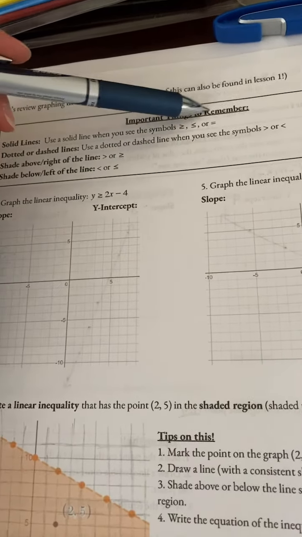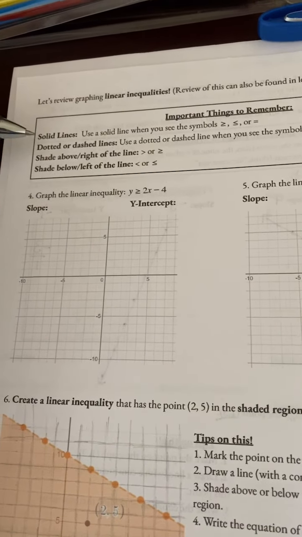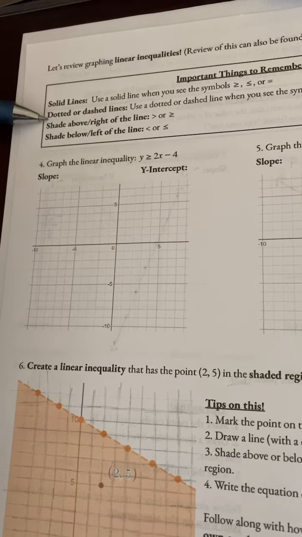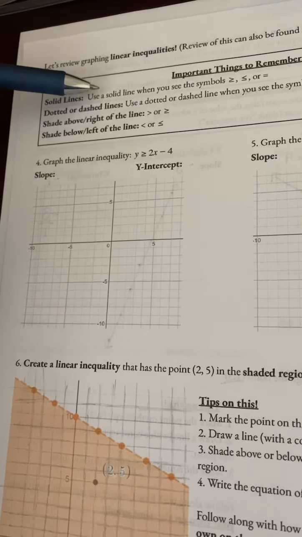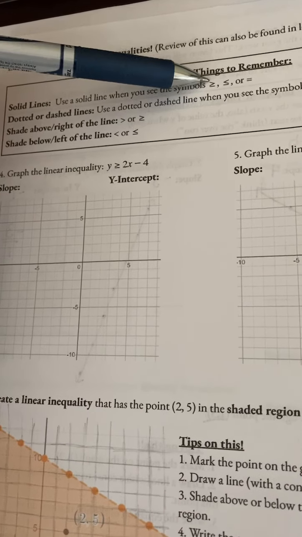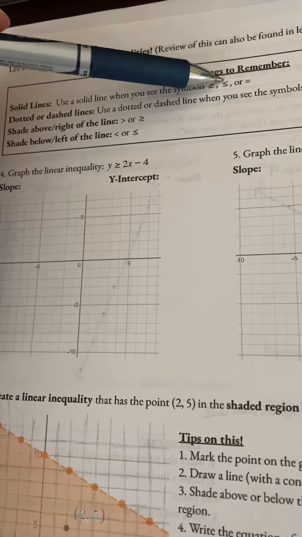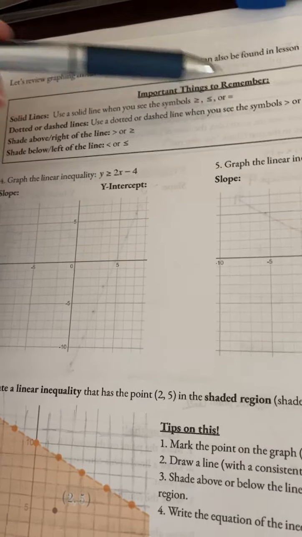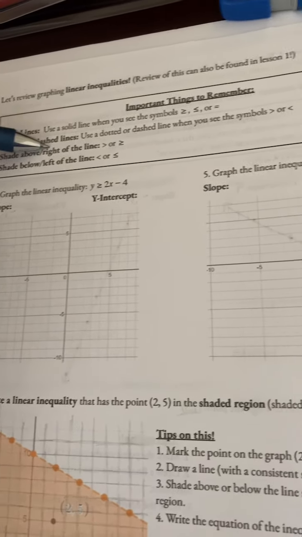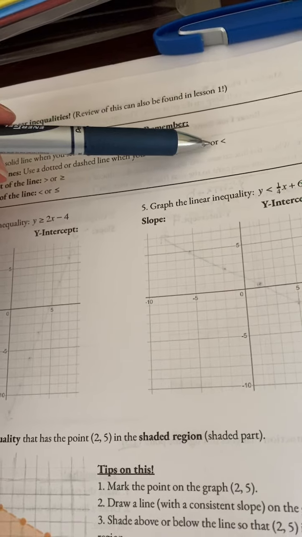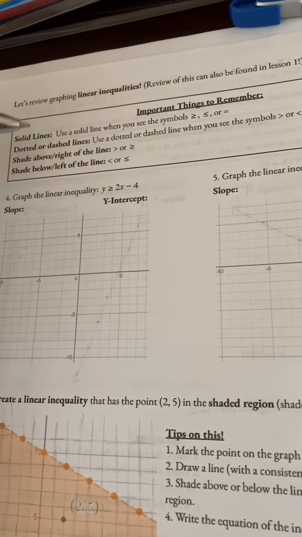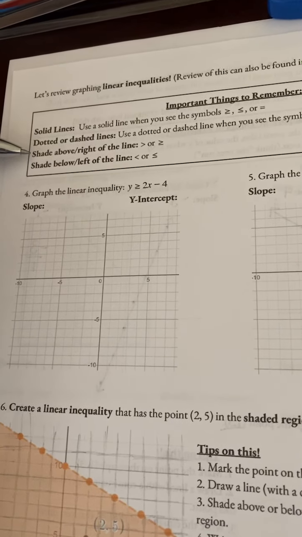So once again, we have important things to remember here. One thing that's important is whether to use a solid or a dotted line. So you want to use a solid line when you see greater than or equal to, less than or equal to, or of course equal to. That's when we have a solid line. When we use a dotted or dashed line, that's when you see greater than or less than, because it doesn't include that value.